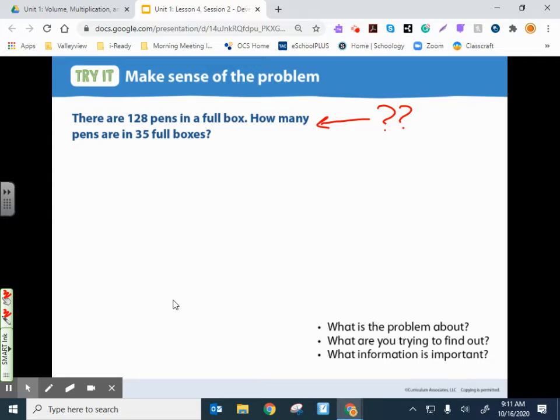So let's look at these questions here in the bottom right. So what's the problem about? It's about finding the total number of pens if you have 35 full boxes. And that applies also to what are you trying to find out? So we want to know the total number of pens. And what information is important? Well, that's pretty simple. What's important is to know how many pens are in one box and then how many boxes you have.